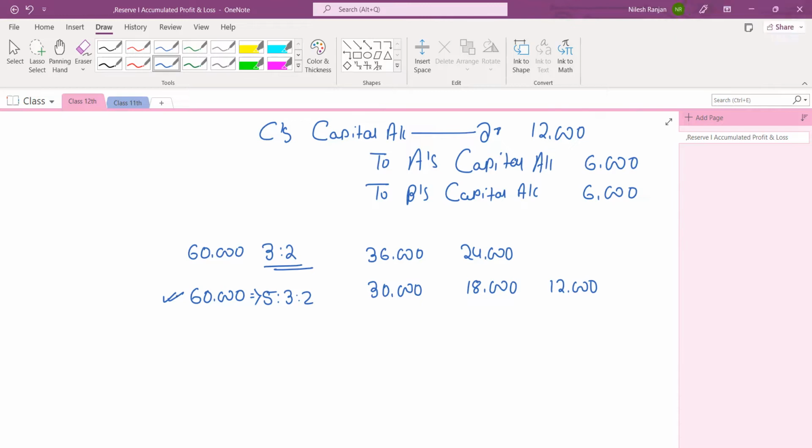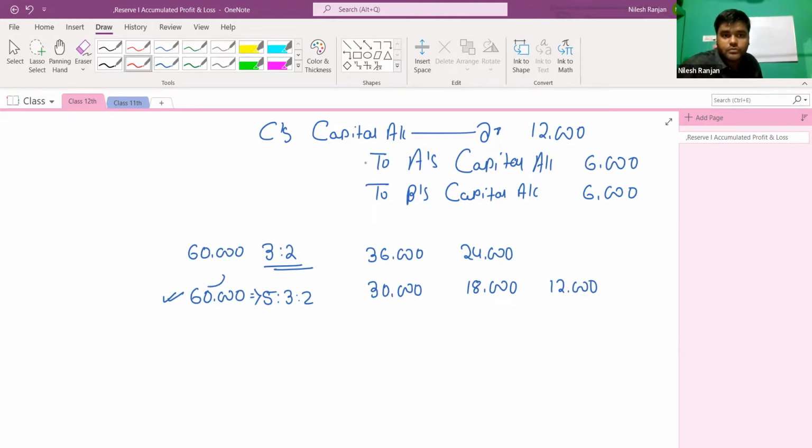Now, can you tell me that at the time of admission of C, does he have any right to share this profit? No, sir, because it is past profit. It is related to old partners. So he has no right on this profit, and C is getting a share in this profit. Yes or no? C is getting 12,000 from that.